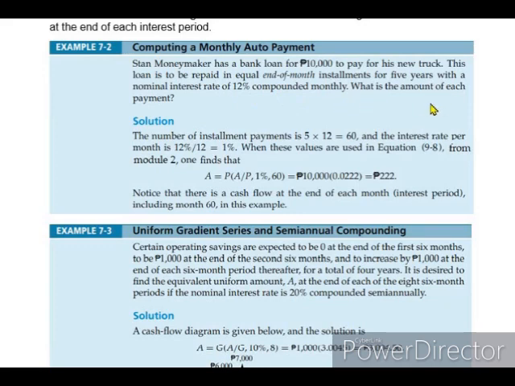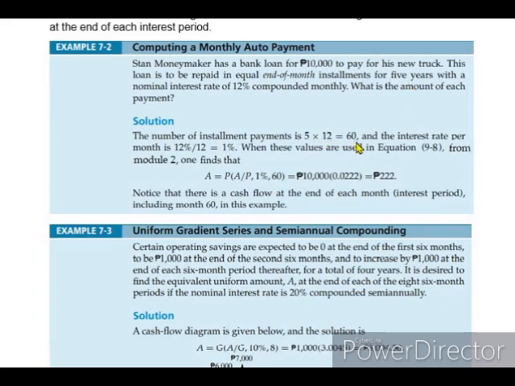What is the amount of each payment? Okay, so, sabihin, each payment, hanapin yung A. Okay, so the number of installment payments is 5 times 12. Bakit ganun? Kasi end of the month. So, kada month, sa loob ng 5 taon. 5 years eh. So, 5 times 12. Kasi meron 12 months isang taon.